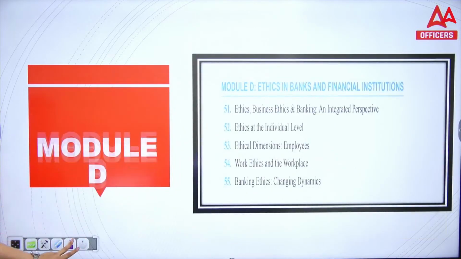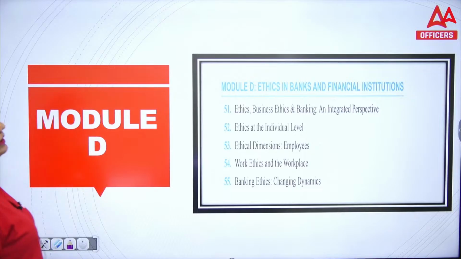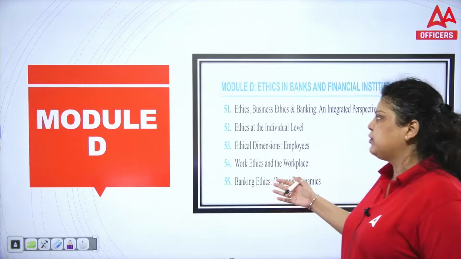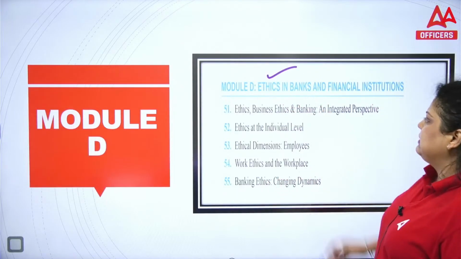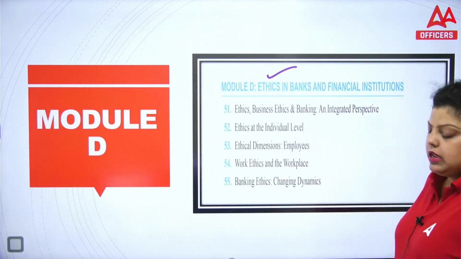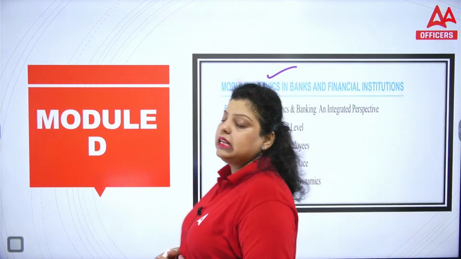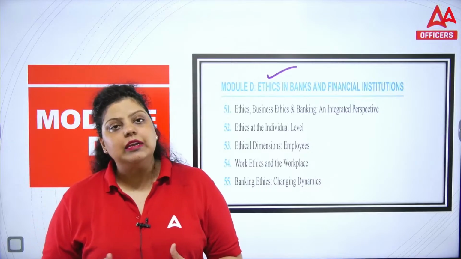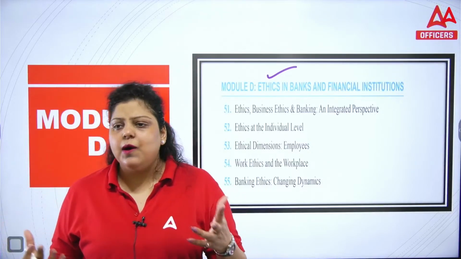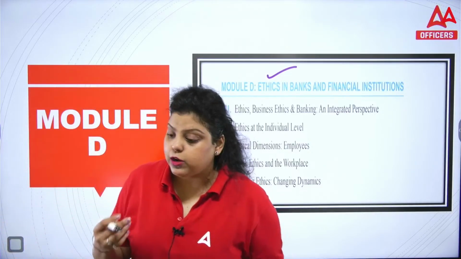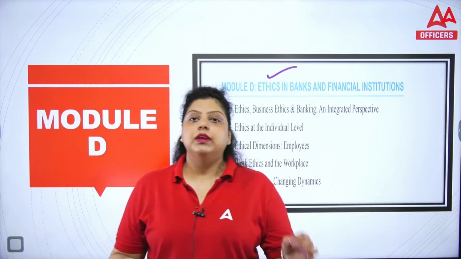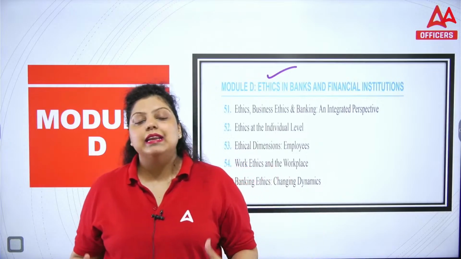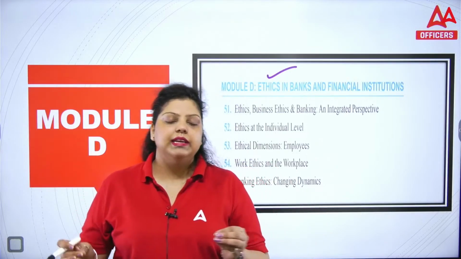And module D has the smallest part in the subject, with only 5 units. It is related to ethics in banks and financial institutions. Now, what does ethics mean? Ethics simply means the manner in which a human being is working, or I can say any individual person. If we are talking about humans, every human has different human values. Those human values create certain moral principles for every individual.